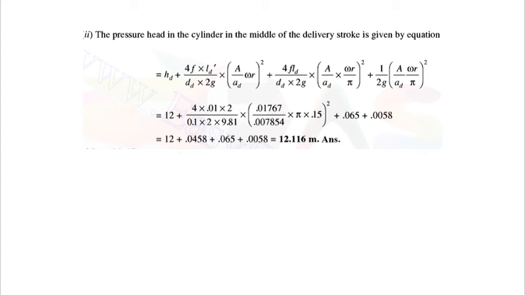This is the coefficient of friction, which is given in the question. This LD dash is the length on which the air vessel is fitted in the delivery pipe. This is the diameter of the delivery pipe. Capital A is the area of the cylinder, small ad is the area of the delivery pipe, and omega into crank radius. So all these values are given in the question. You can put all the values in this equation and you can get the pressure head in the cylinder in the middle of the delivery stroke.